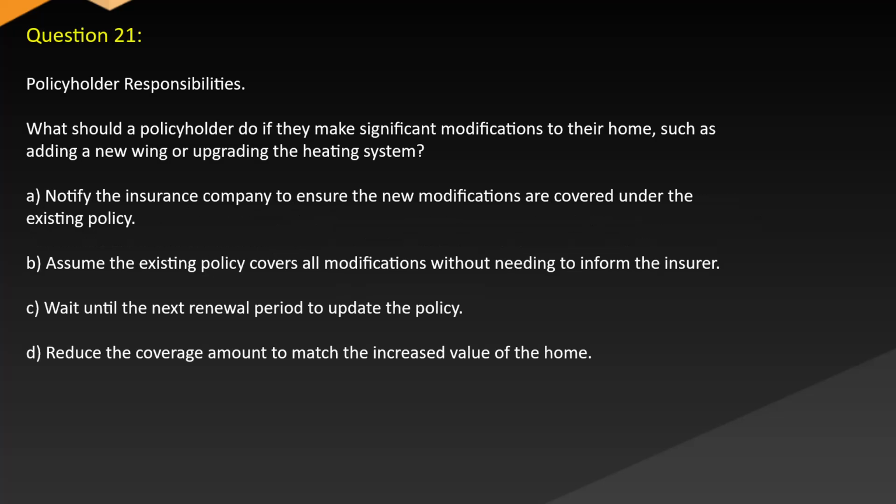Question 21. Policyholder responsibilities. What should a policyholder do if they make significant modifications to their home, such as adding a new wing or upgrading the heating system? A. Notify the insurance company to ensure the new modifications are covered under the existing policy. B. Assume the existing policy covers all modifications without needing to inform the insurer. C. Wait until the next renewal period to update the policy. D. Reduce the coverage amount to match the increased value of the home.